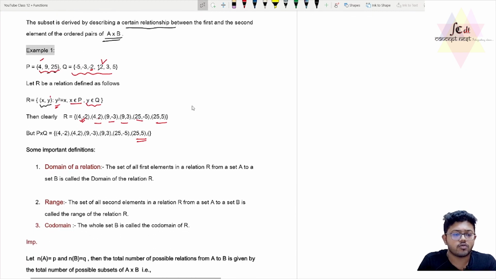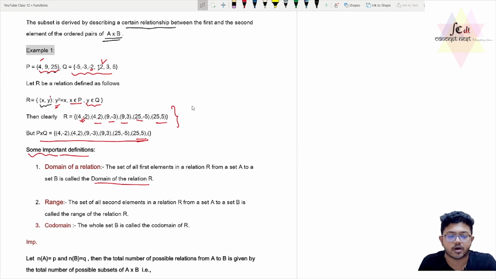So basically what you can see is that R, the relationship, is a subset of the Cartesian product P cross Q. Okay. Next, some important definitions related to relations. So we have the domain of definition of a relation, the range, and the codomain, right? The domain of definition is the set of all first elements in a relationship R from a set A to a set B is called the domain of the relationship R.